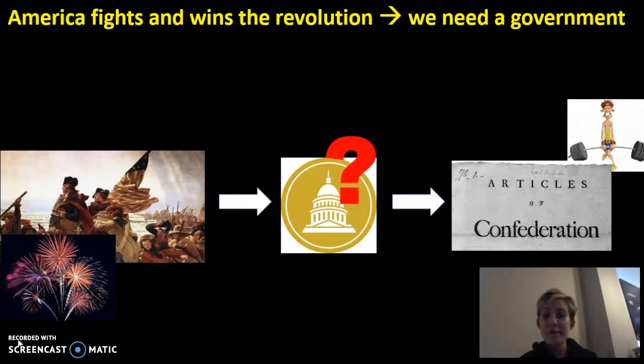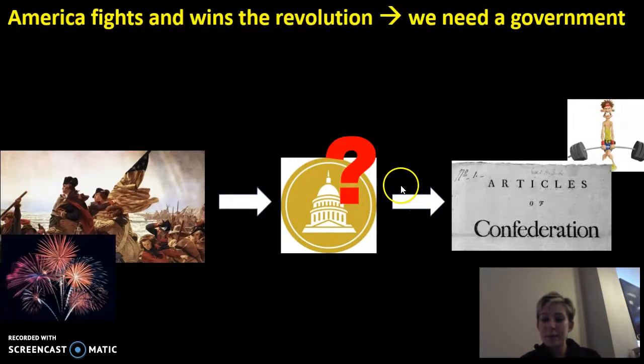So, America fights and wins the American Revolutionary War. We have the Battle of Yorktown, the Treaty of Paris, and it's done. America is now its own country. So what do you have to do when you have your own country? Well, we won. Now we need to set up a government, okay? So we won. What is our government going to look like?